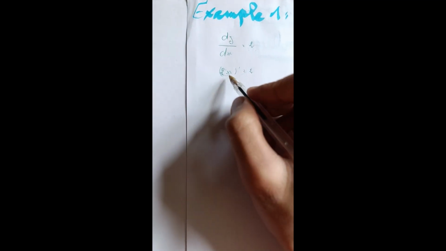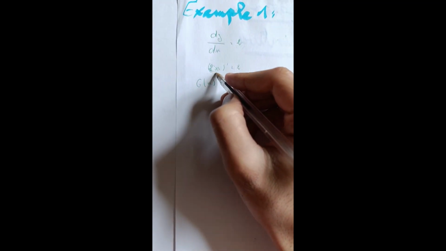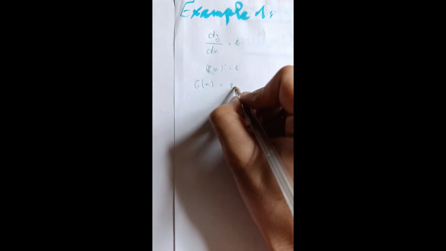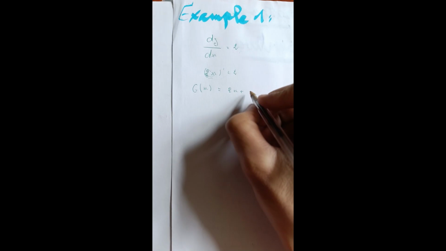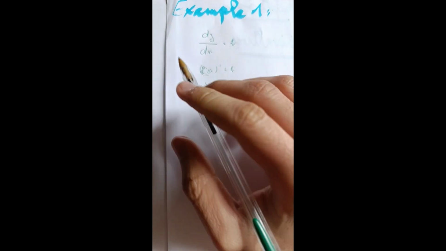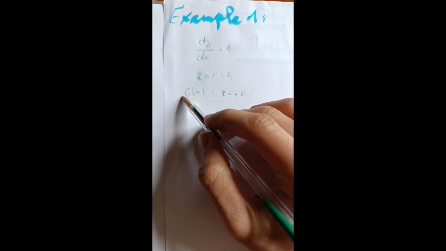Now if we want to find the general solution, which we denote as g of x, the general solution would be this function here, 2x plus a constant. We leave it as a constant because we want the general form. This is the solution for example 1 that was in your textbook.